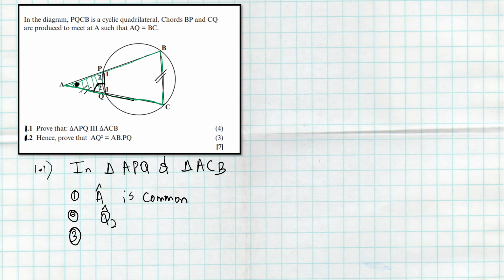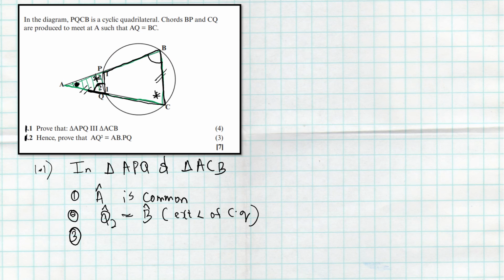Remember, this is a cyclic quad, and there's a theorem that you learned in grade 11 that an exterior angle of a cyclic quad is equal to the opposite interior angle. Do you still remember that theorem? Okay, so we can conclude that Q2 is equal to angle B by what? Exterior angle of cyclic quad. So we know that the exterior angle of a cyclic quad is equal to the opposite interior angle. And also this one, P2, is an exterior angle, equal to the opposite interior angle.